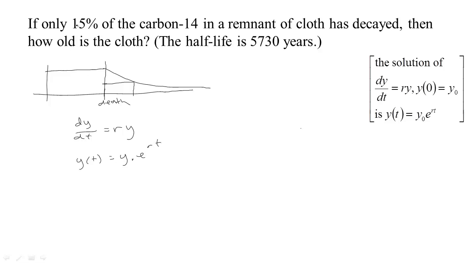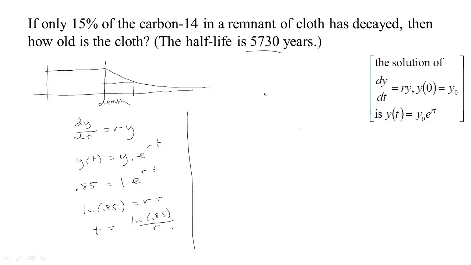Now in our case, we know that 15% of the radioactive carbon has decayed. That means that 85% of what we started with is still there. So if we started off with 100% or 1, now we have 0.85. If I solve this for t, I could take the natural log of both sides. The natural log of 0.85 equals the natural log of e to the rt, which is just rt. So the time since this thing died would be the natural log of 0.85 over r. But I need to know r in order to figure out what the time is.